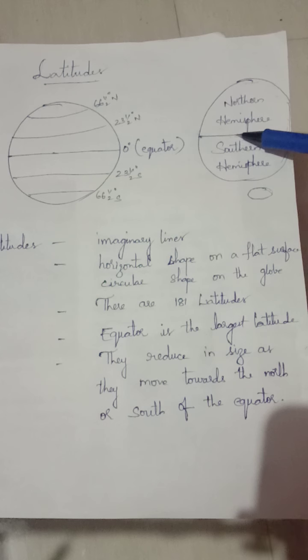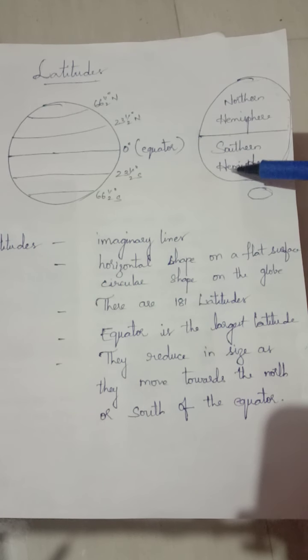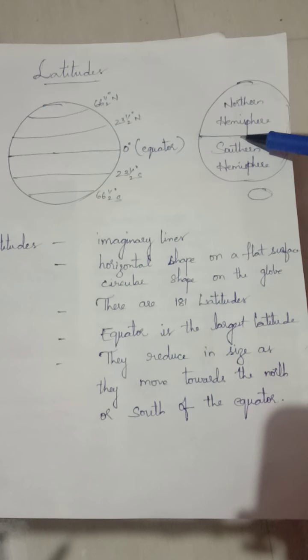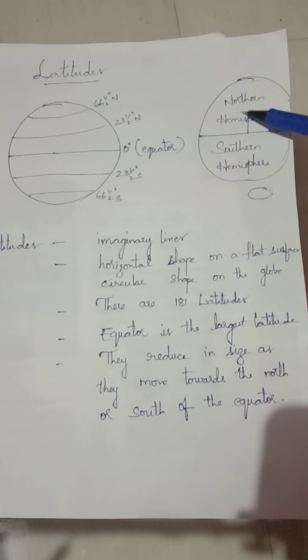hemisphere. As this is the portion which is above the line of the equator, so we call it as northern hemisphere, and this is the portion of the earth which is below the line of equator, so we call it as southern hemisphere. Remember, equator divides the earth into two halves called northern hemisphere and southern hemisphere.